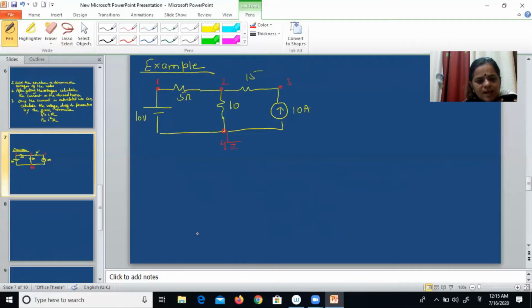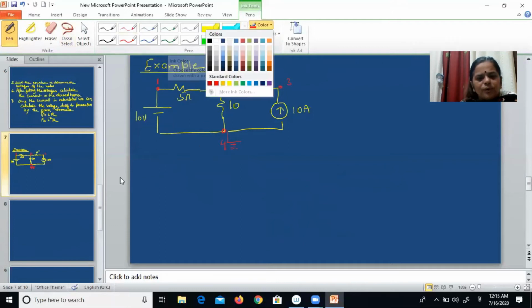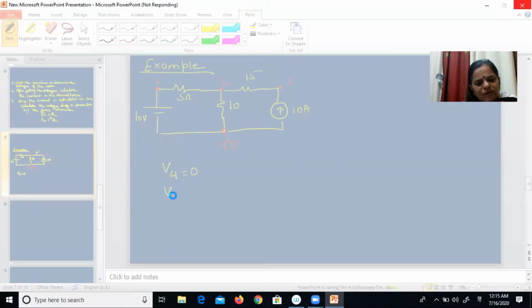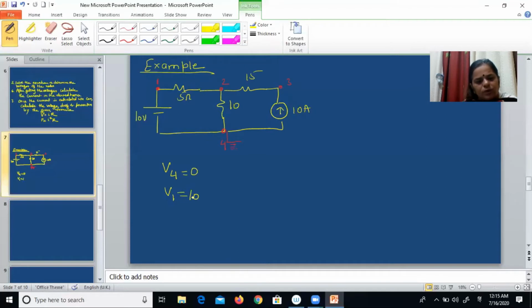Since this particular point is at ground, the value of V4, the fourth node, is 0. And this is node 1, so the potential of node 1, V1, is 10 volt. You can see that this network has 4 nodes, and we can make node number 4 the ground.